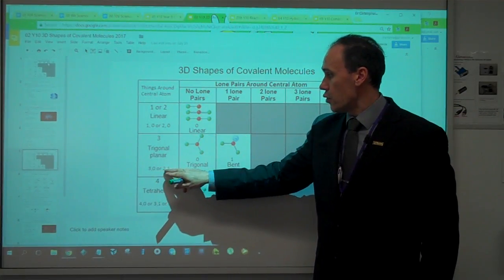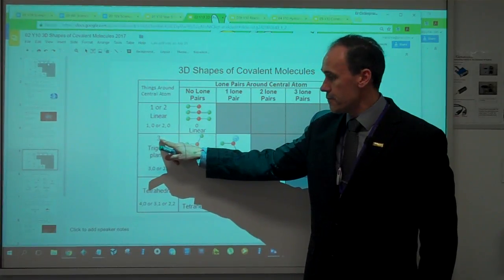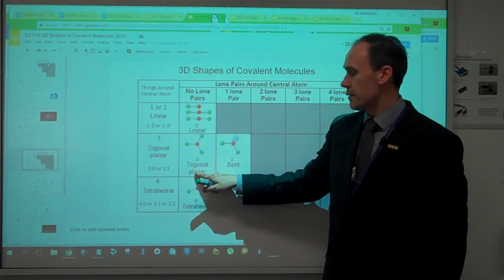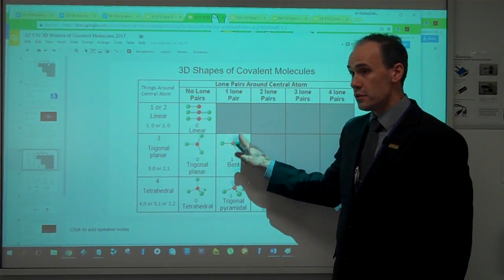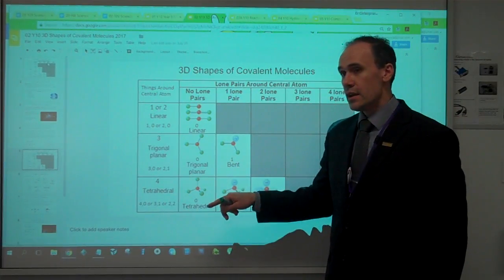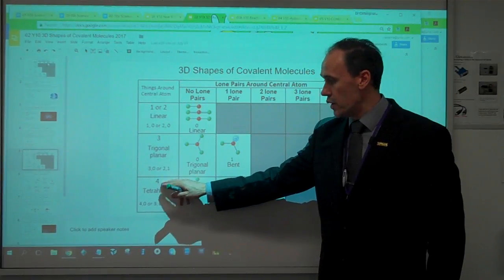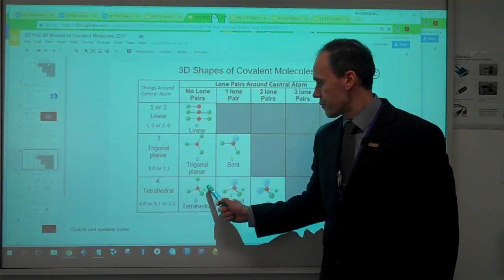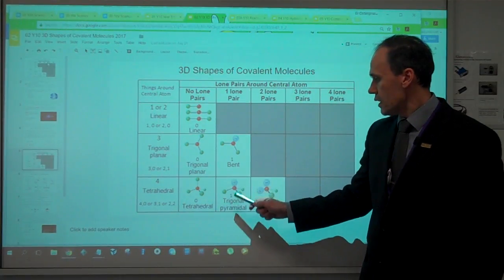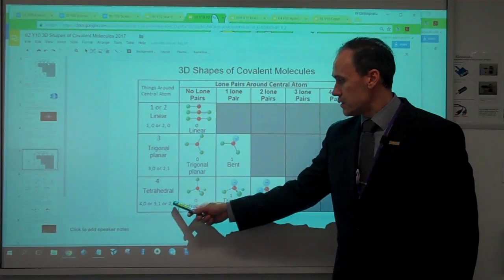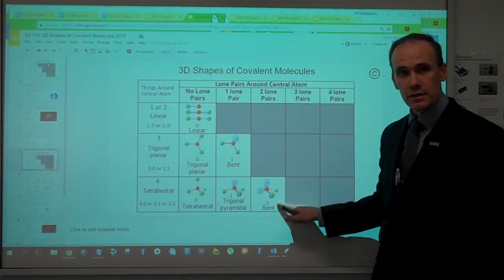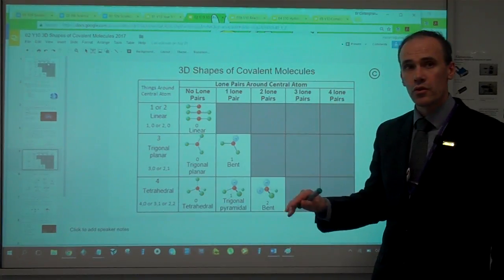If you have 3-0 or 2-1, adding up to 3. 3-0, that's 3 atoms and no lone pairs, trigonal planar. 2 atoms and a lone pair, you will never see that one, is bent. If you have a total of 4, which can be 4 atoms for tetrahedral, 3 atoms and a lone pair for trigonal pyramidal, and 2 and 2 is bent. Water is typically something you'll see. And you have drawn all of those.